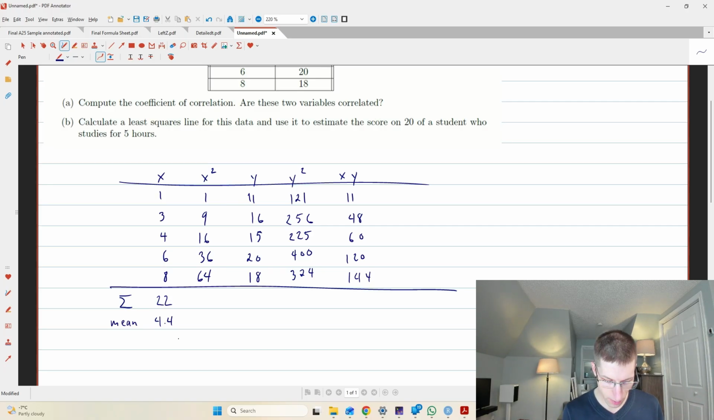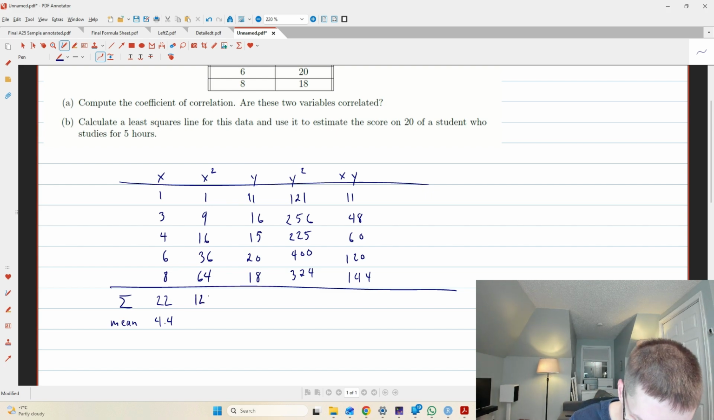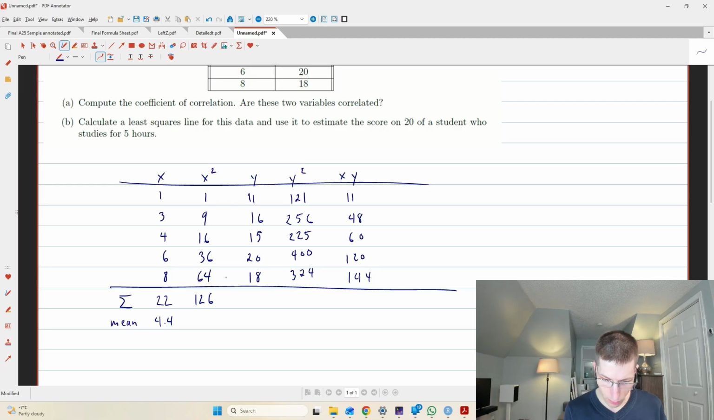And then X squared, 1 plus 9 plus 16 plus 36 plus 64, 126. Y, what do those add up to? We've got 11 plus 16 plus 15 plus 20 plus 18 is going to give me 80. So 80 divided by 5 is going to be 16. It's my Y bar.